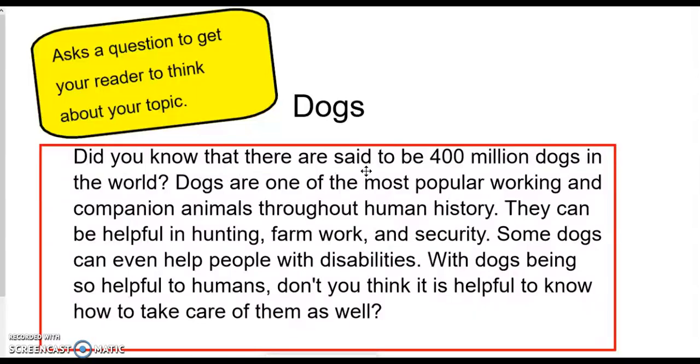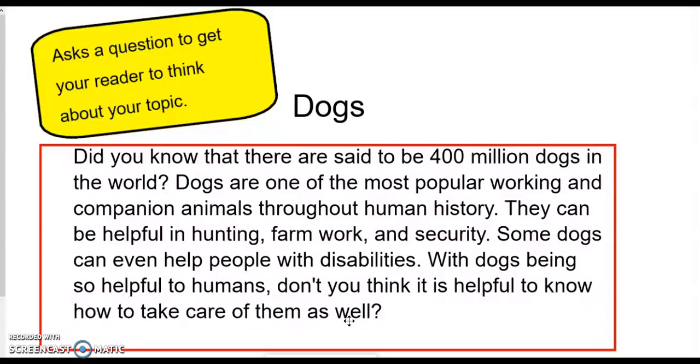Did you know that there are said to be 400 million dogs in the world? Dogs are one of the most popular working and companion animals throughout human history. They can be helpful in hunting, farm work, and security. Some dogs can even help people with disabilities. With dogs being so helpful to humans, don't you think it is helpful to know how to take care of them as well?